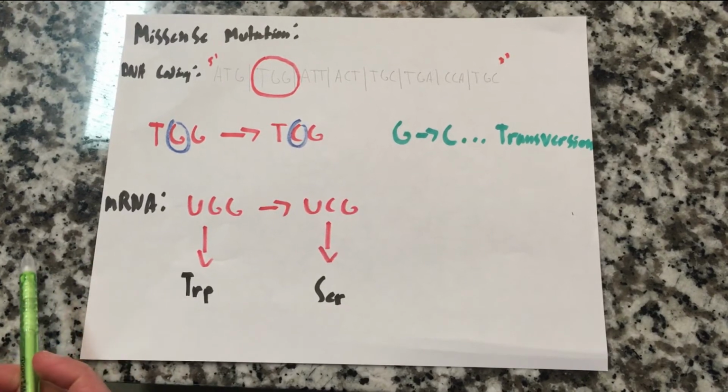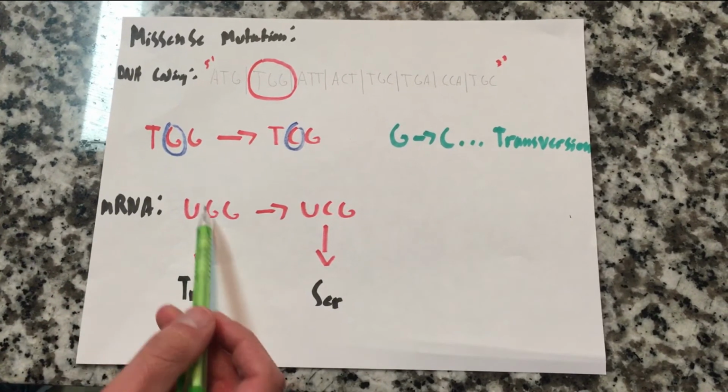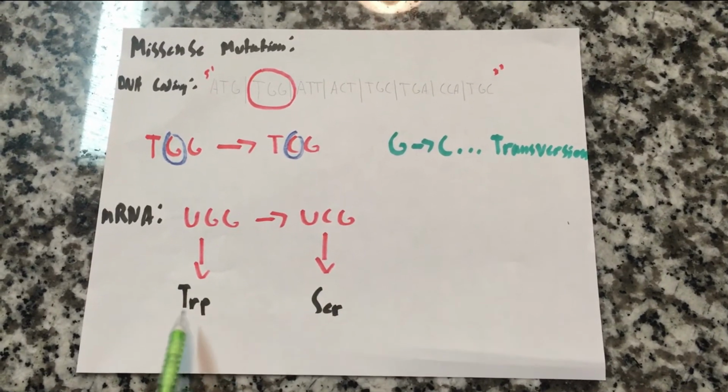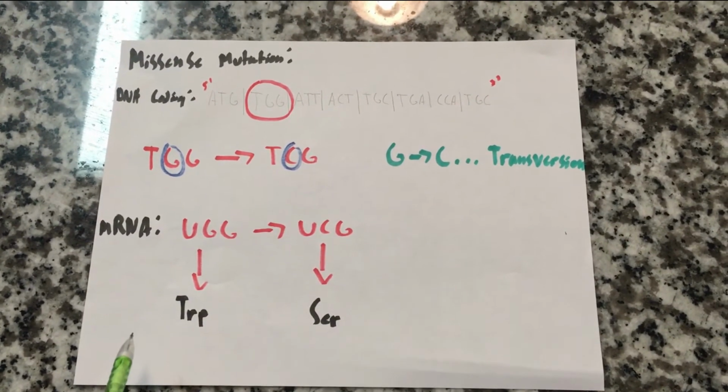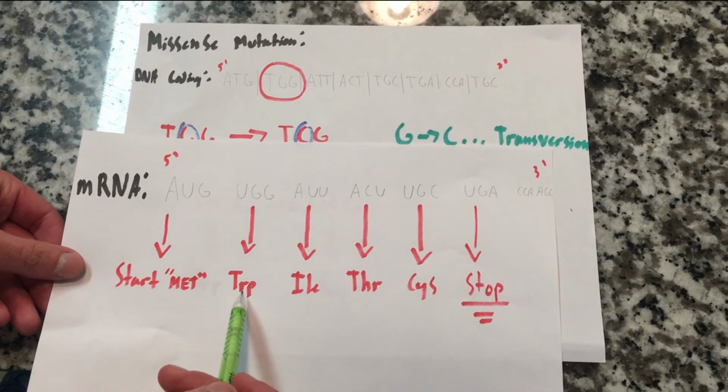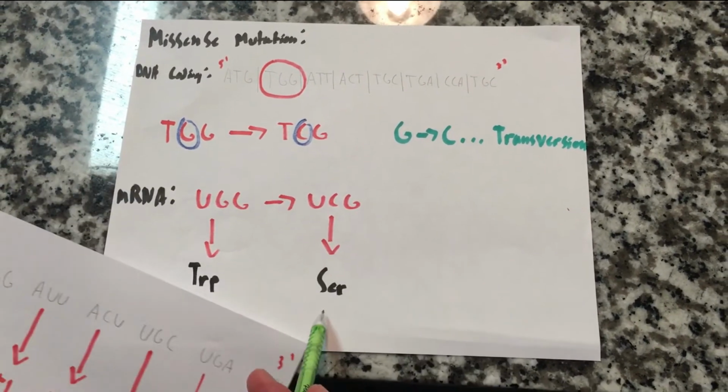The mRNA sequence is going to correlate to UGG and UCG. This is going to result in a different amino acid, which is going to change our overall amino acid sequence. So over here is going to change to a serine.